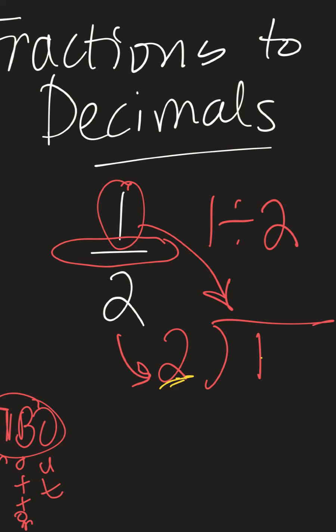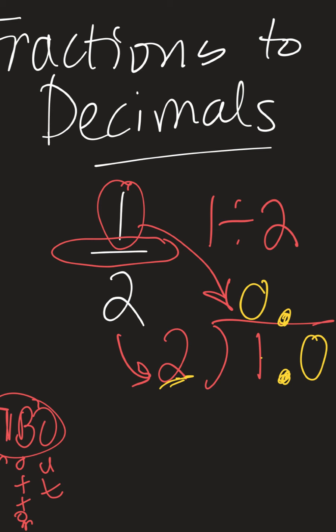go into 1? Well, it doesn't go into 1 any times, so I'm going to put a 0 there as a placeholder. Now I'm out of numbers inside, so I'm going to put a decimal, but if I place a decimal inside, I'm going to place a decimal on the top as well. So I have 1, and then I'm going to place another 0, because after a decimal place, I can write as many zeros as I want, and that's not going to change the value of a number.